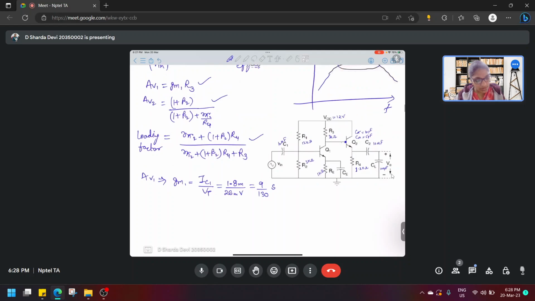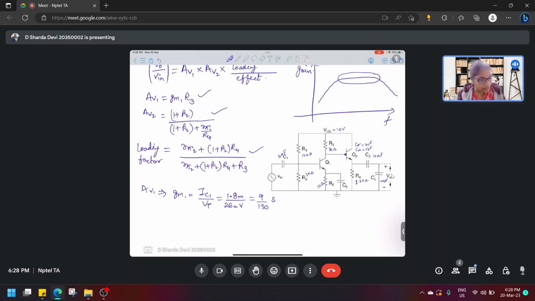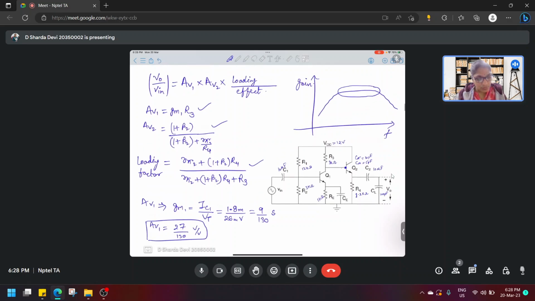Now we have found out the GM. Here we'll simply multiply the R3 of 3 kilo ohms and we'll get AV1 as 27 by 130 volts per volt. This is our AV1. Now for AV2, what do we need?